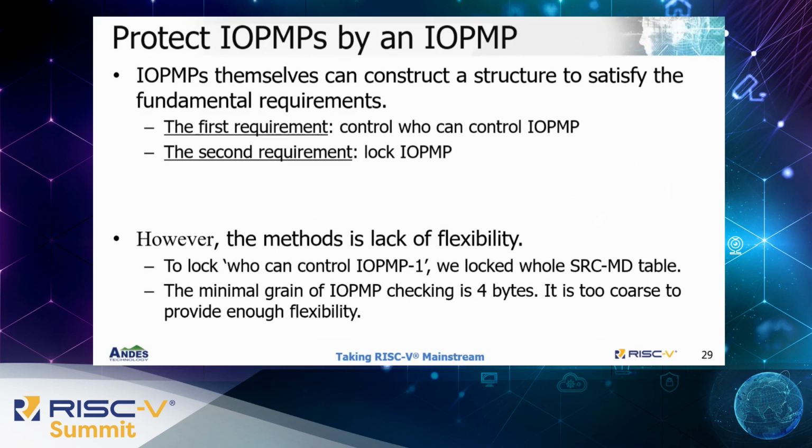However, for some cases, higher flexibility is wanted. To lock who can control IOPMP1, the loop of denying also asks us to lock the whole SRCMD table at the same time. It's because we need to enforce every SID associated with MD0. However, the minimum granularity that an IOPMP can control is 4 bytes. So we have to lock all bits of the SRCMD register instead of just a few desired bits of them.